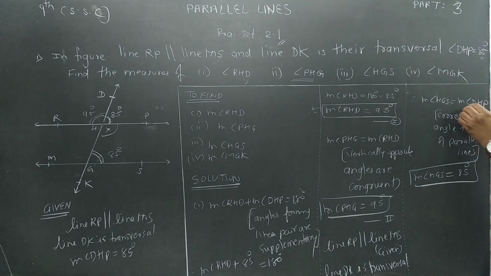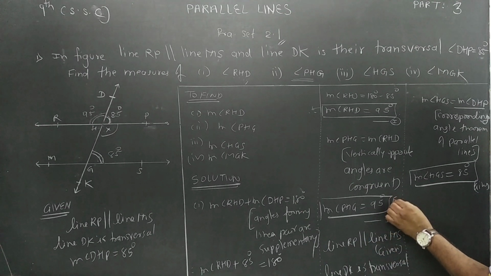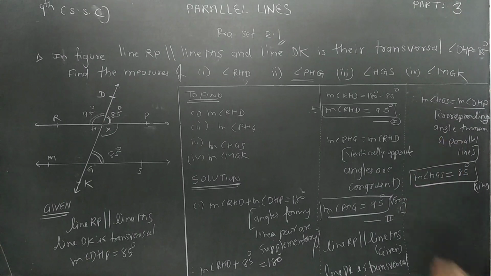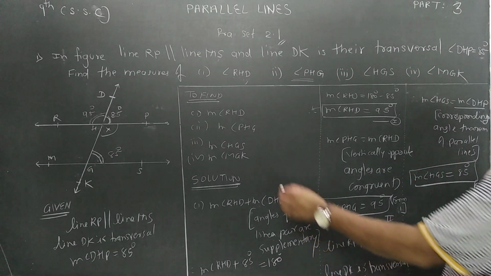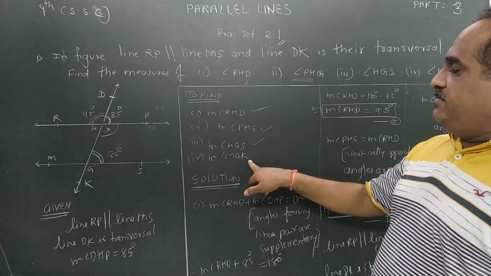Or if you want, you know that it is given, you can write given, and here you can write, from 1, if you want to write the reason. Okay. Now we got this also. That makes 3. Now the third one is left, MGK.